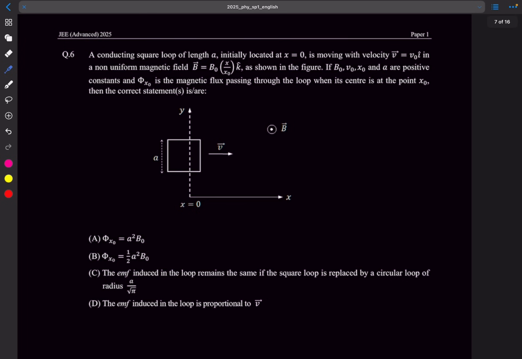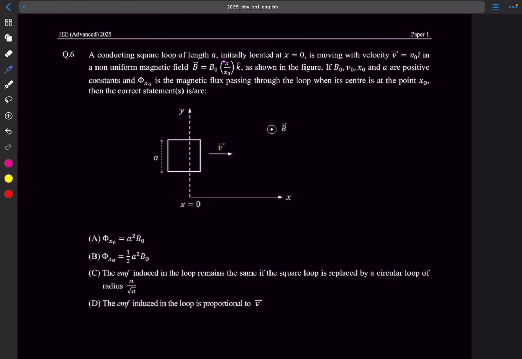Now in this question, we have a conducting square loop of length a, initially located at x equal to 0, moving with velocity v naught i in a non-uniform magnetic field of x over x naught. Okay, if all the constants are positive, phi x naught is the magnetic flux passing through the loop when the center is at a point x naught.